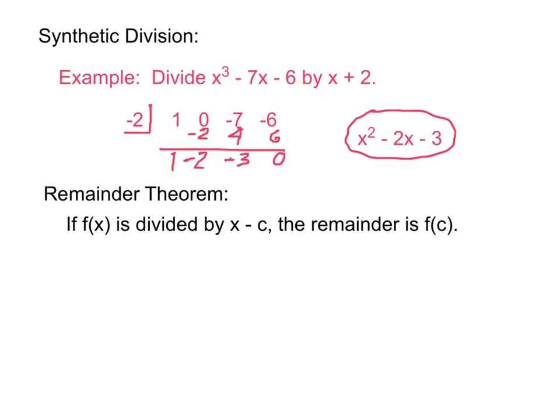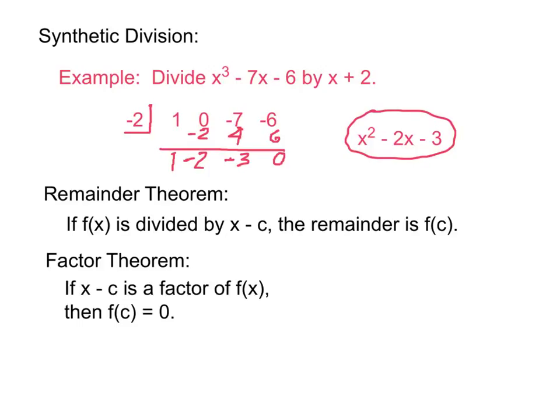So x cubed is going to be minus 8. Minus 7x is going to be plus 14. And then, of course, we get minus 6. So I got minus 8 plus 14, which is plus 6, minus 6 is 0. And that is indeed what we got for the remainder. The remainder was 0 for this example. So now we'll talk about the other theorem, and that is the factor theorem.